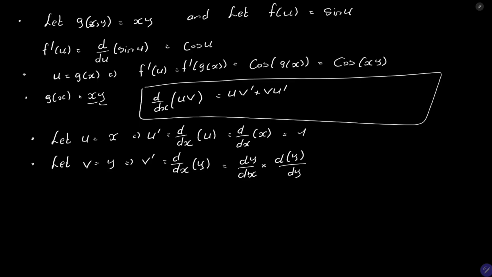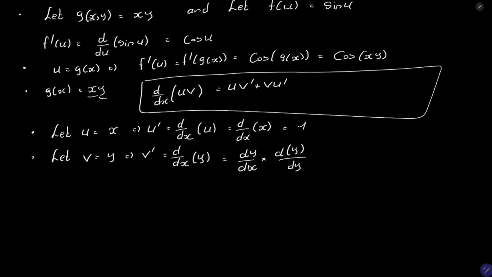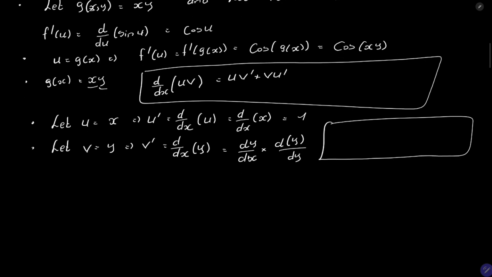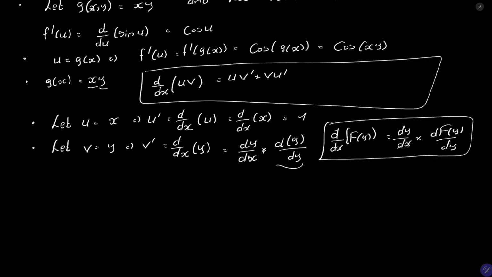This formula was well stated in the previous video when we were working on derivatives of implicit functions. It was stated that the derivative with respect to x of a function f of y is equal to dy on the x times the derivative of that function with respect to y. So in this case, our function f of y is the function y. So the derivative with respect to x of y gives us dy on the x times d of our function y with respect to y, which gives us dy on the x times 1.